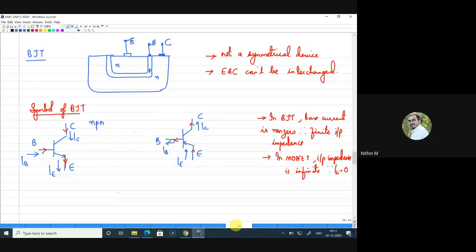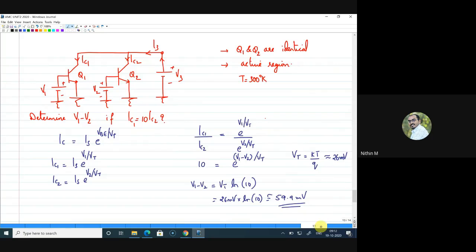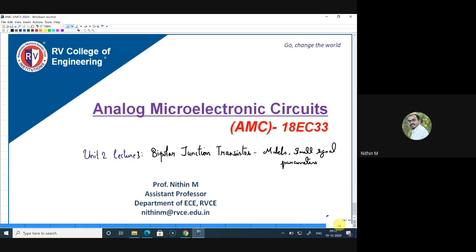And then later we looked at the symbol and had one comparison between MOSFET and BJT, where the MOSFET had a very high, infinite input impedance, whereas the BJT's input impedance is a finite value. We looked at 3 configurations and solved a few numericals. So today we'll continue that. While continuing, we'll start with the current equation. We'll try to understand the current equation, write the relations, and then proceed. And the way we study BJT will be the same as MOSFET, so at every point you can have a comparison with the MOSFET and get things right.